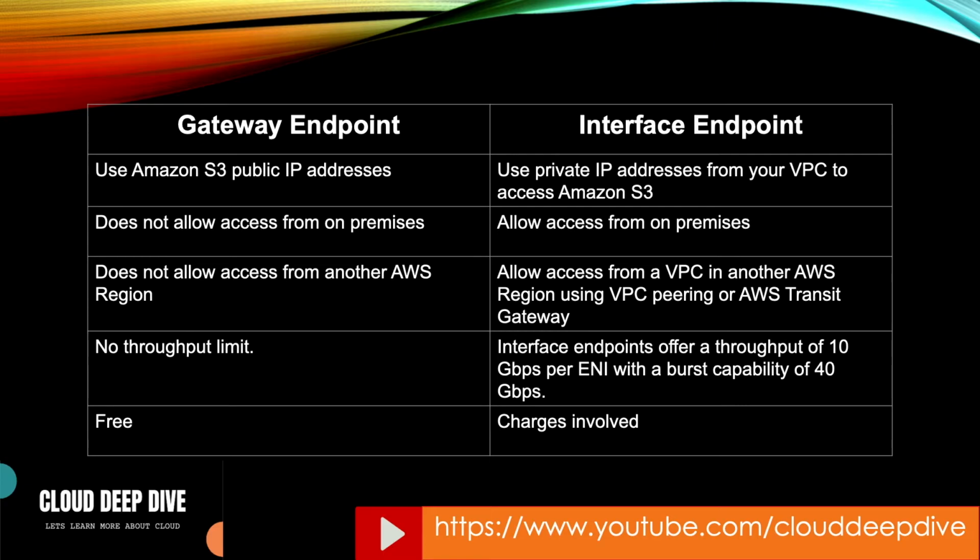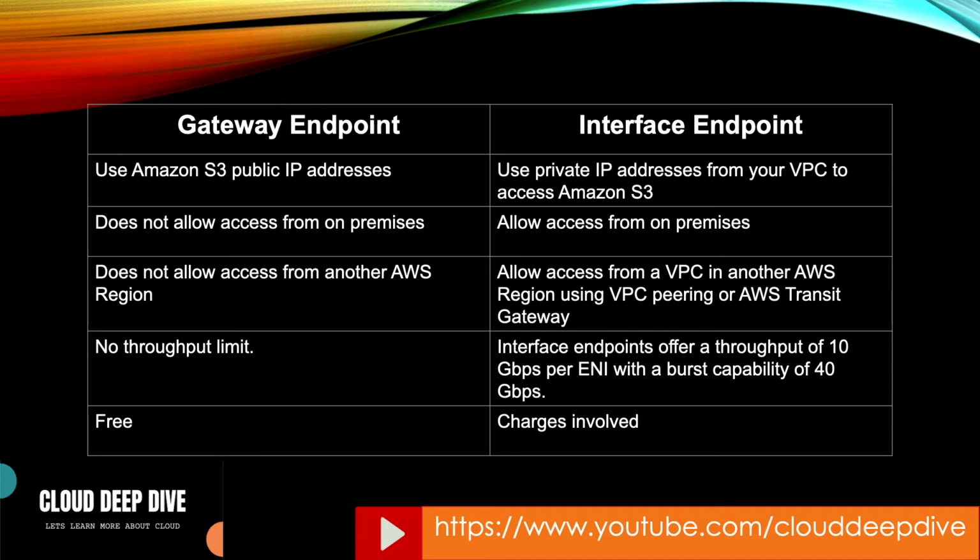But the interface endpoint, because it's an IP address that can be accessed, you can use from your on-prem. The next point is that the gateway endpoint does not allow access from another AWS region, but the interface endpoint allows you access from another VPC by using VPC peering or transit gateway. On the same note, because gateway endpoint can only be accessed from the VPC where you have created it, you cannot access that from anywhere else, from some other VPC or from on-prem.